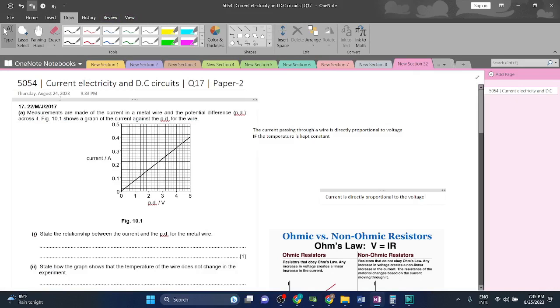Let's start. Question 17. Measurements are made of the current in a metal wire and the potential difference across it. Figure 10.1 shows a graph of the current against the potential difference for the wire. This is the current potential difference graph. State the relationship between the current and the potential difference for the metal wire.